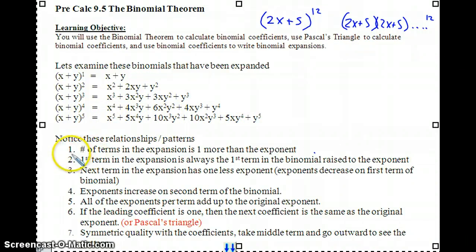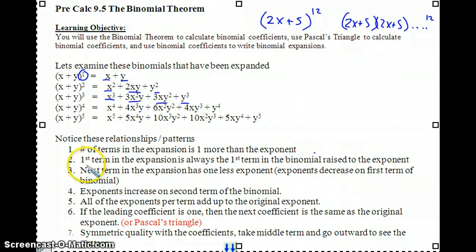The first thing you should recognize is that the number of terms in the expansion is 1 more than the exponent. When there was an exponent of 1, you've got 2 terms. When there's an exponent of 2, you have 1, 2, 3 terms. When there's 3, there's 4 terms. So that tells us how many blanks we should actually draw on our paper to be able to solve this problem, and that's how we're going to start all of these problems. So with this one, I'd want to give myself 13 blanks.